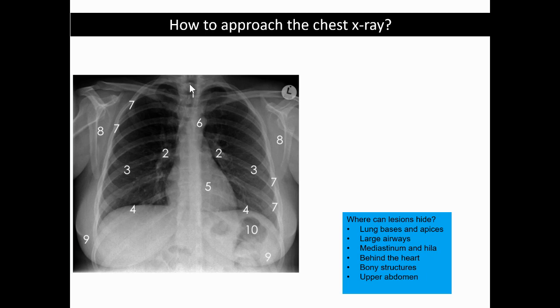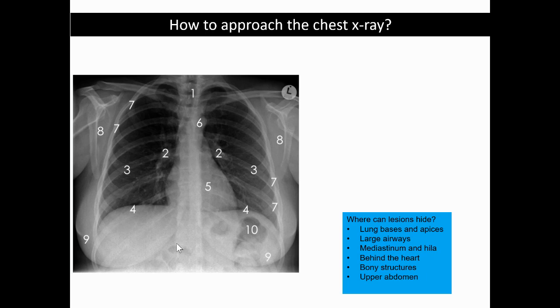Then I look at the tracheal air column and the mediastinal structures, including the heart. Then I compare the right and the left hila. And last but not least, you should always look at the bones and the soft tissues because there are a lot of them. Some lesions might hide at the lung bases, and you can imagine that a lot of lung is actually below this projected line of the diaphragm. So the lung probably ends right about here on the right.